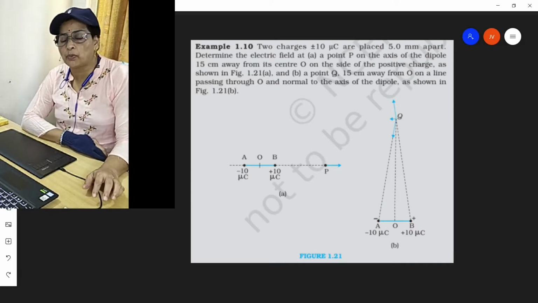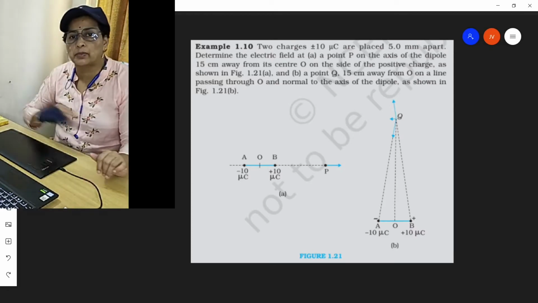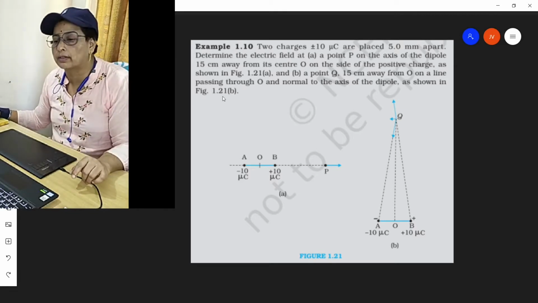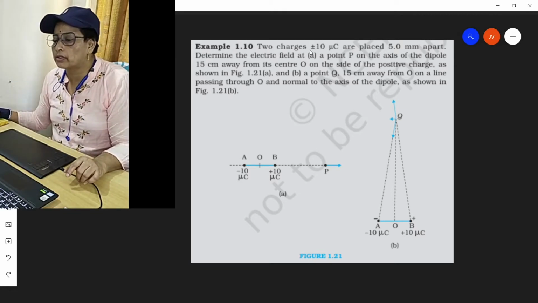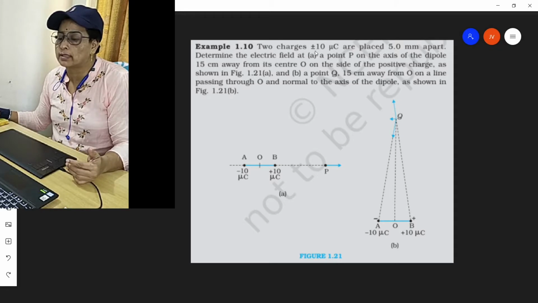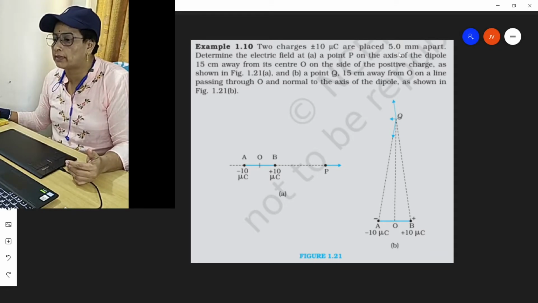Example 1.10 of the NCERT textbook. I'm just reading out what is there on the screen. The question says that two charges of the same magnitude but opposite sign, 10 microcoulombs, are placed 5 mm apart.